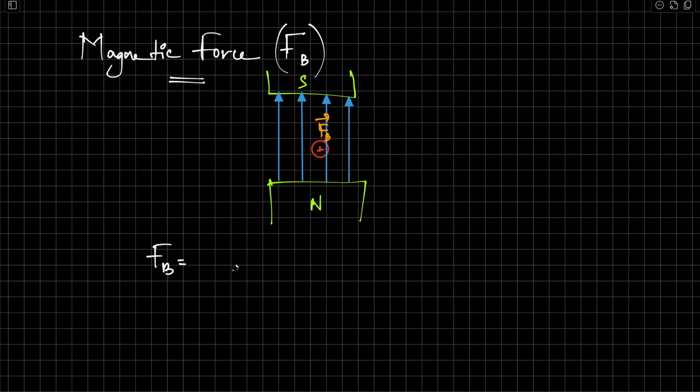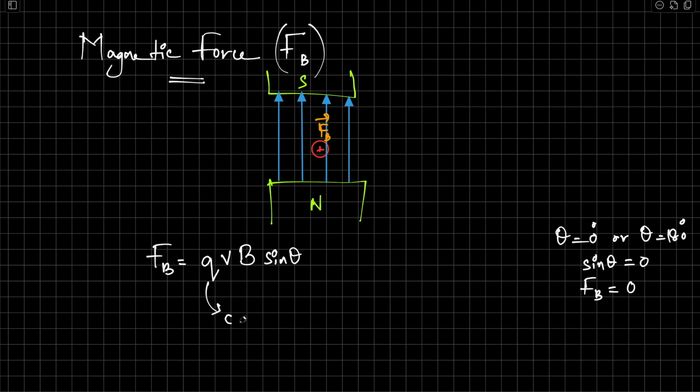How do we write an equation for this magnetic force? FB equals, so we got a charged particle, a charge, Q. And this charged particle is moving through a magnetic field, B. So FB equals QVB sine theta. Theta is the angle between velocity and magnetic field. If theta equals 0 or theta equals 180 degrees, then sine theta equals 0. Force will be 0. Yes, this is our equation for magnetic force, FB equals QVB sine theta.